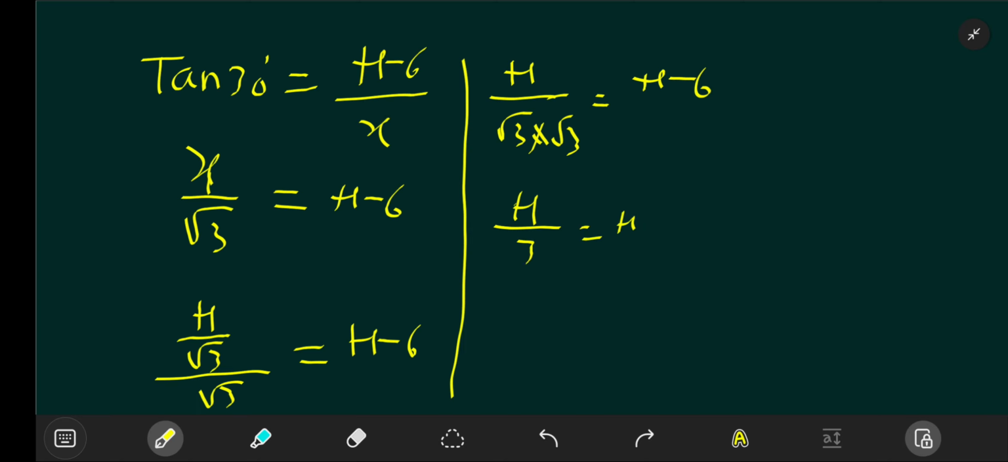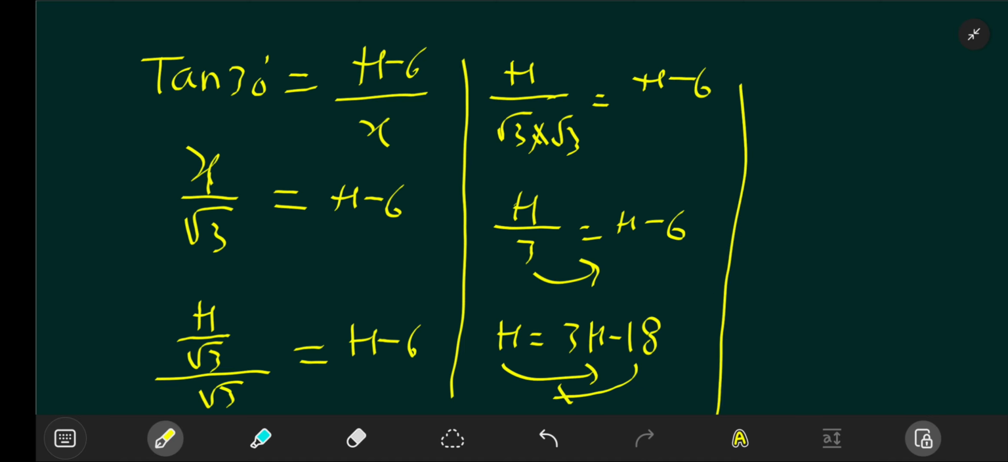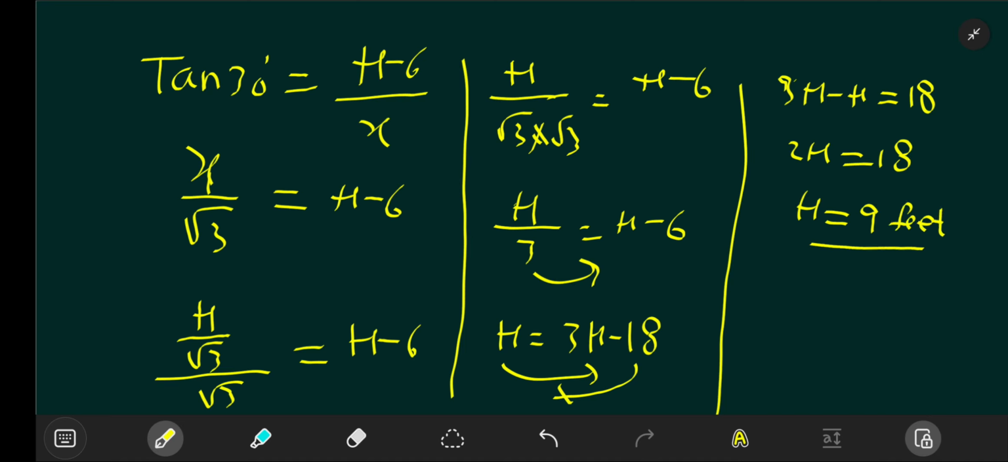Sending this 3 to the right-hand side, h is equal to 3h minus 18. Now sending terms across, 3h minus h is equal to 18, and 3h minus h is 2h. So 2h equals 18, and h equals 9, since 2 nines are 18.